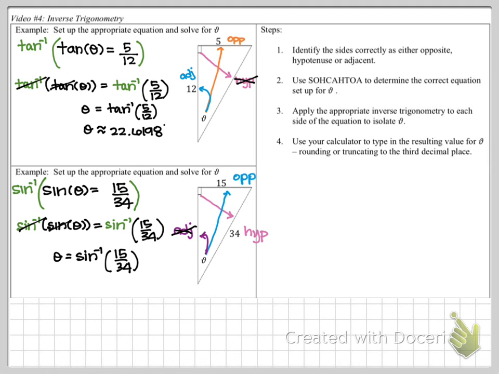So that would be my exact value, but we do want to actually see what the degree is on this. So grab our calculator, we type it in. It looks like we're going to get 26.1789. I did truncate as well. So here are a couple of examples. Yes, you could do cosine as well. It just kind of depends on the setup of the problem.